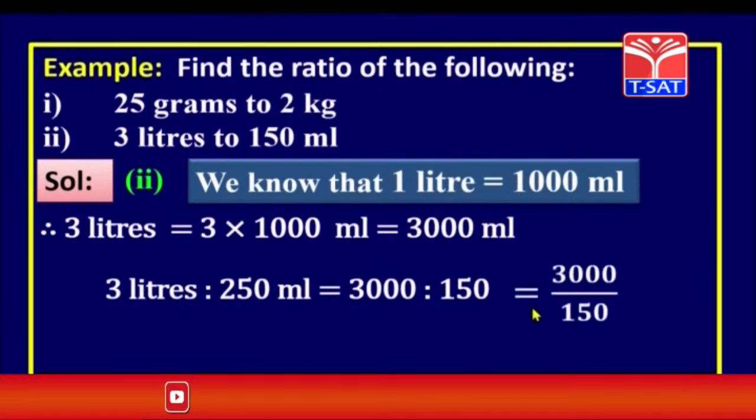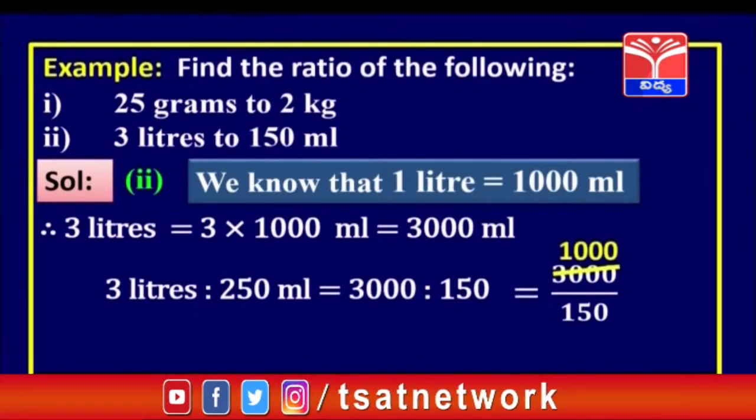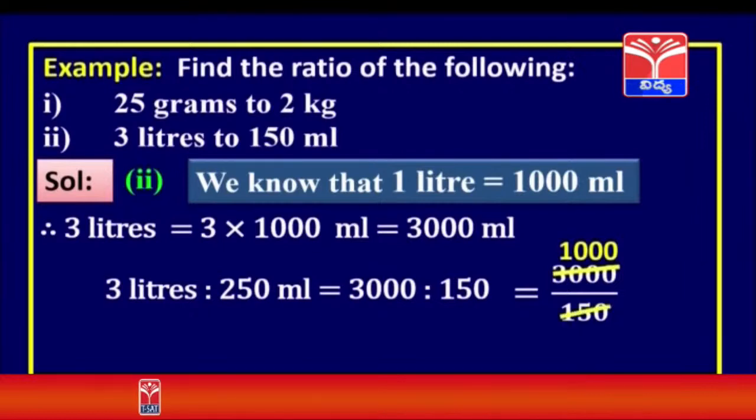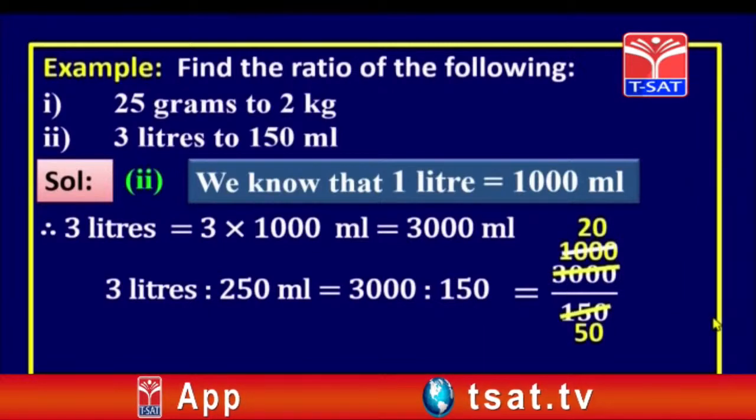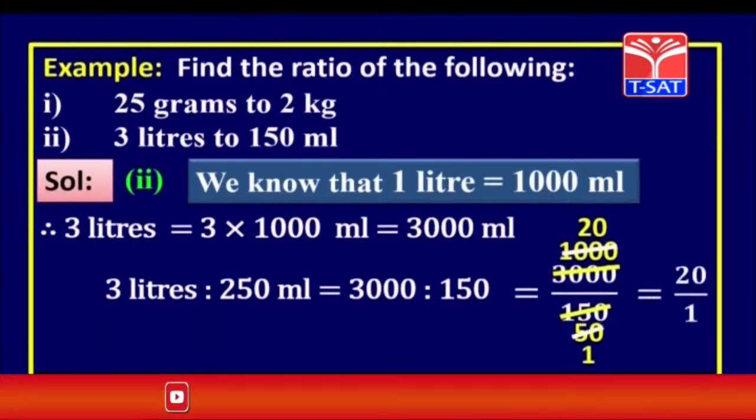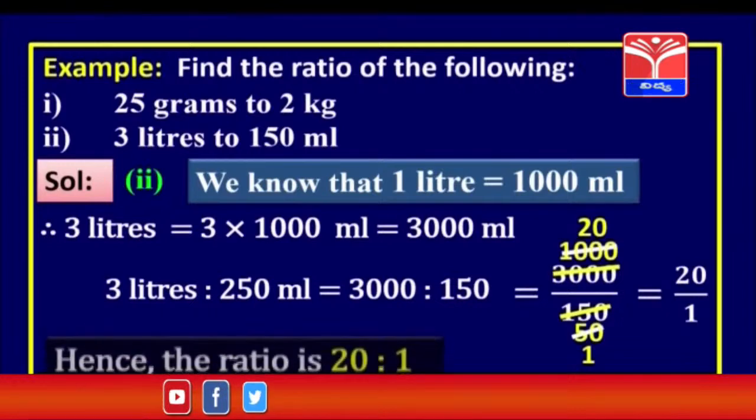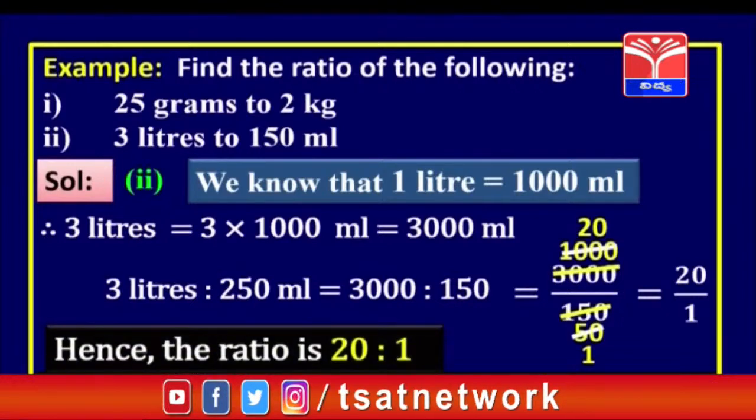So I can write this as 3000 divided by 150. Again let us cancel with the common term, that is 3. It goes 1000 times in 3000, whereas in 150 it goes 50 times. Now again here 50 goes 20 times, whereas in 50 it goes only 1 time. So what is left, children, now? 20 by 1. Hence the ratio becomes 20 is to 1.